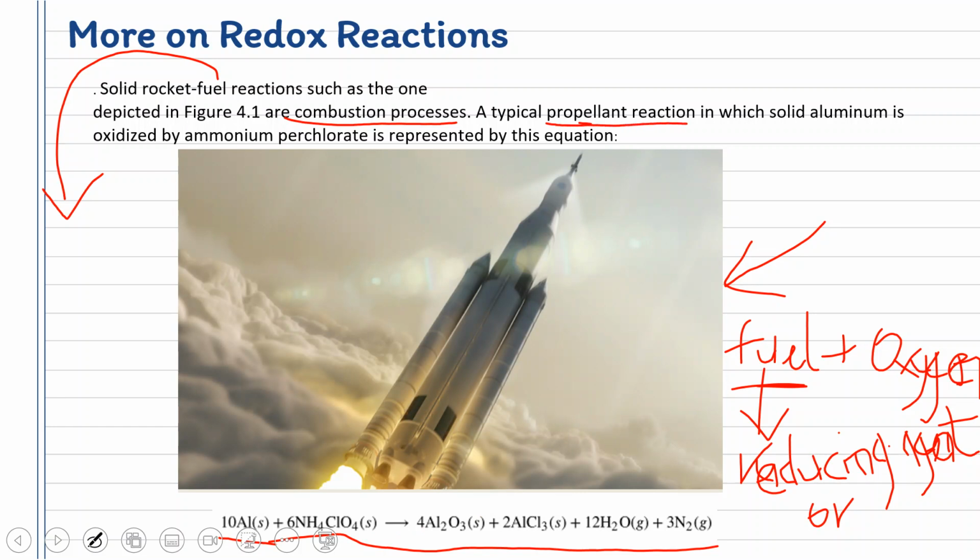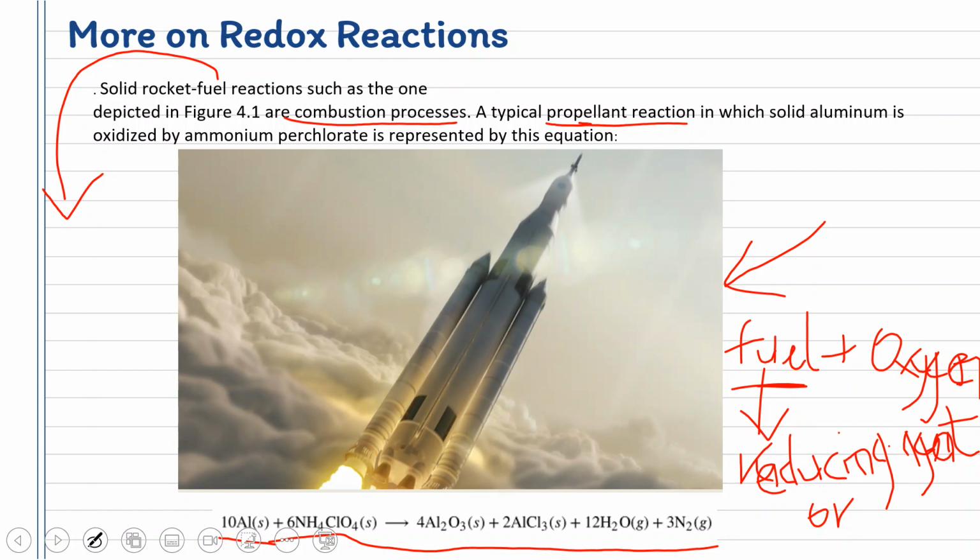Propellant reaction. Now looking at the word propellant, what do you think propellant is? To propel something is to create a forward movement. So most of these rockets are propelled by a reaction. The reaction is supposed to be a very great reaction, generating a lot of heat energy with force that pushes the rocket up. And we are saying that an example of a propellant reaction is shown above here.